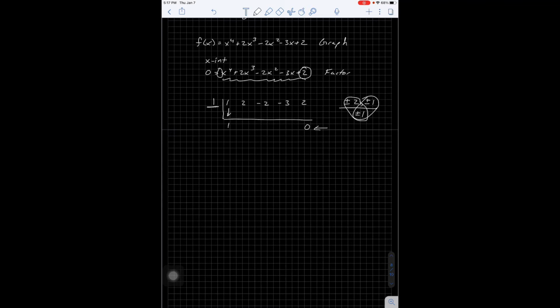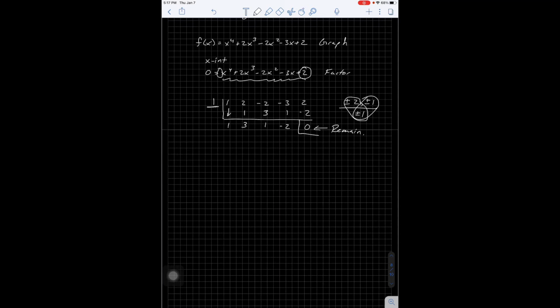The 1's going to drop down. The 1 times the 1 is 1. 2 plus 1 is 3. 1 times 3 is 3. -2 and 3 is 1. 1 times 1 is 1. Negative 3 and 1 is negative 2, and negative 2 gives 0. And I got lucky on the first guess right there. Okay? And I got 0. So this is the remainder. If you don't get 0, you erase it and you try it again with a different number until you get 0. So what does this mean?